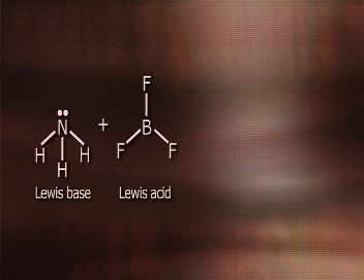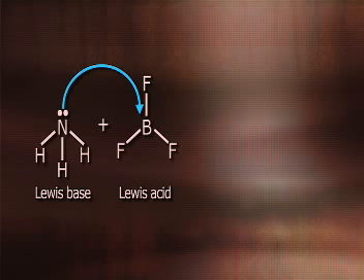Let us look at an example. This diagram shows a reaction between boron trifluoride, which is the Lewis acid, and ammonia, which is the Lewis base. The boron atom, which is part of boron trifluoride, only has 6 electrons in its valence shell. Thus, it requires 2 more in order to satisfy the octet rule. Consequently, boron trifluoride accepts a pair of electrons from ammonia.